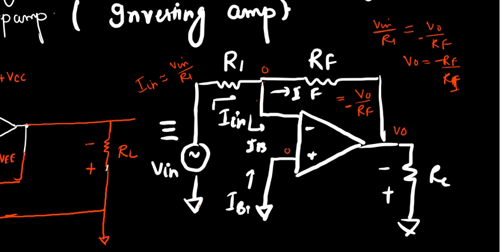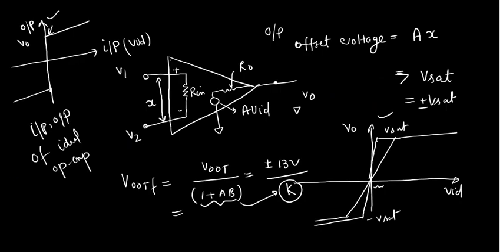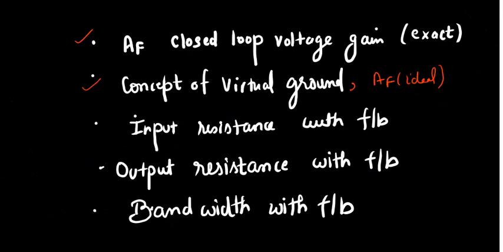Right? Most of the time we discuss this in many places. First you study the concept of virtual ground, which we have just discussed. So AF ideal we have evaluated. This point we have done. Then you have to see how to evaluate the exact closed loop voltage gain, and then the gain of the feedback circuit.